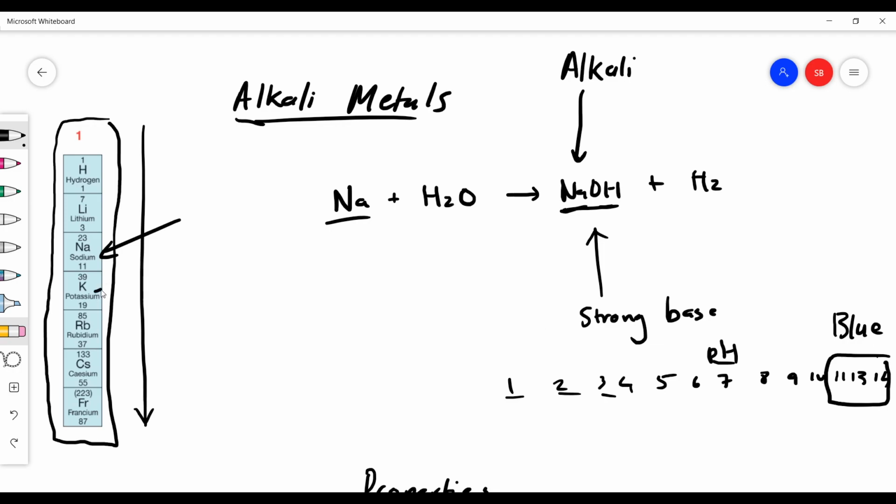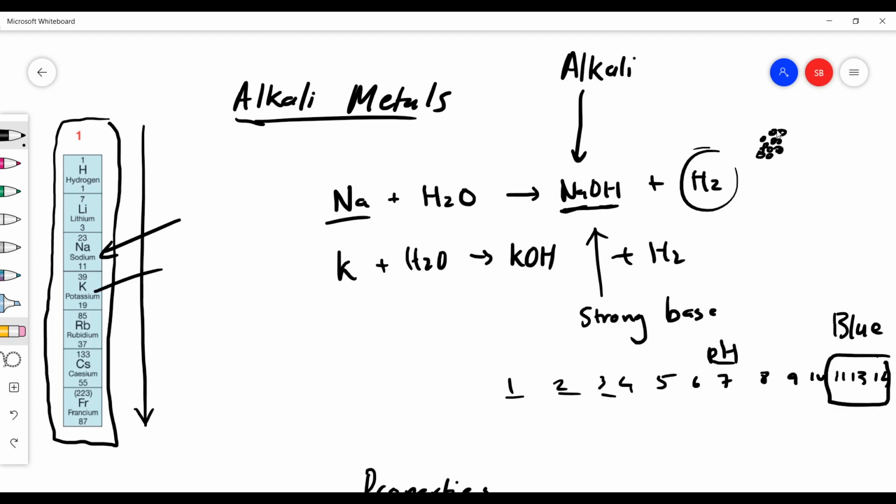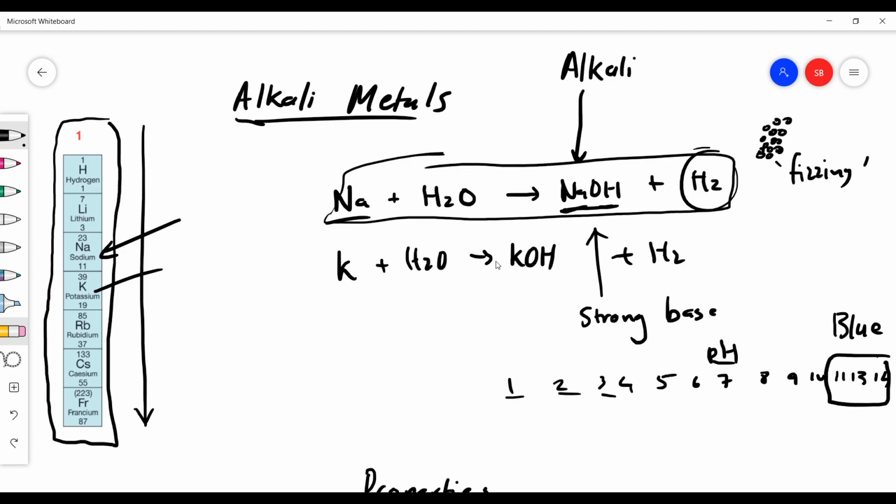You could also take potassium, chuck it into water, and you'd also make a pretty strong base, potassium hydroxide. And you always form hydrogen gas. If they ask you a question in the exam, what do you observe? You can say you observe bubbling or fizzing from the hydrogen gas being released from this chemical reaction. It's a bit messy, but that's the introduction to alkali metals.